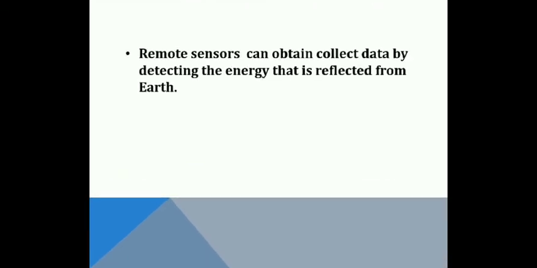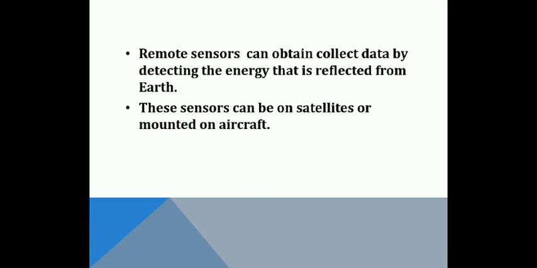The remote sensors are used in remote sensing to collect the data, and this data is collected through the energy reflected from the Earth's surface. So remote sensors can collect data by detecting the energy that is reflected from the Earth. These sensors can be on satellites or can be mounted on aircraft.